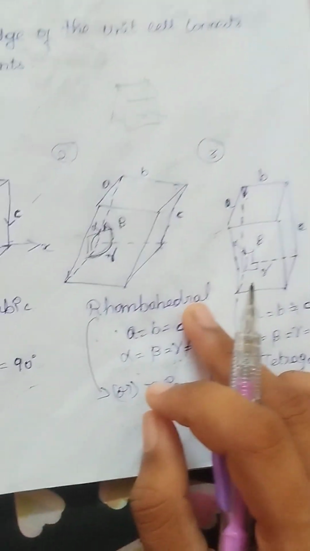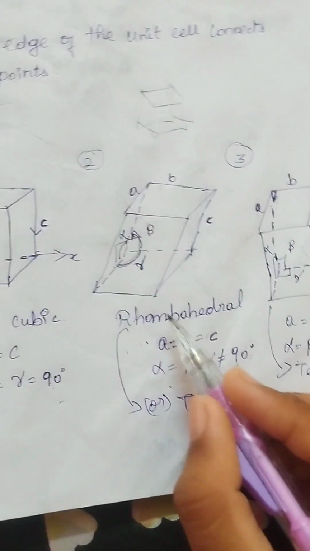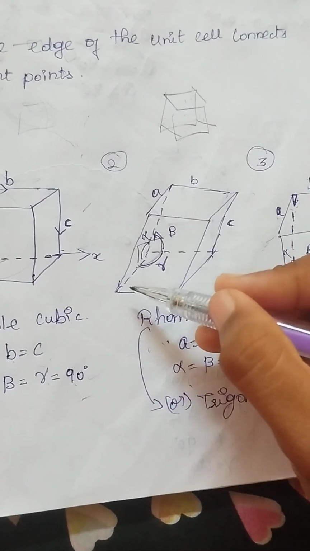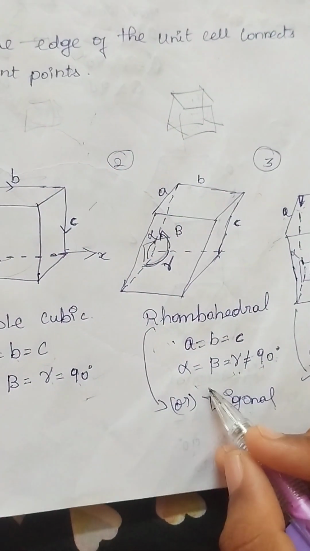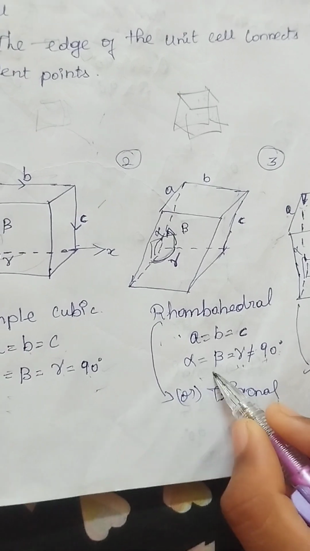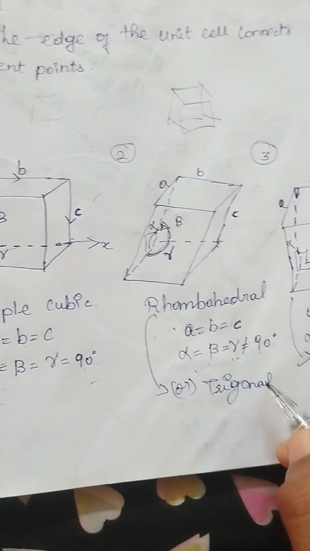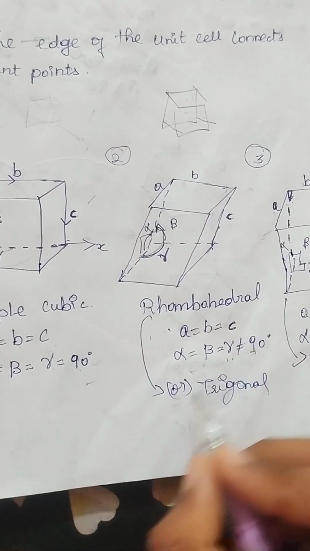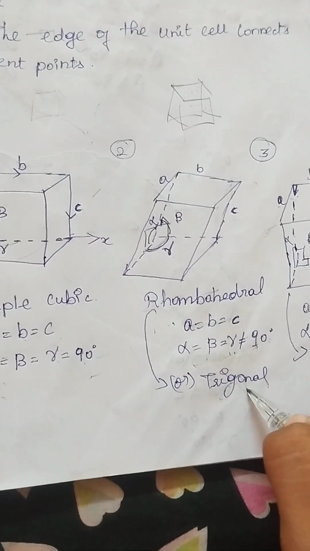And now we are going to the rhombohedral. Here also all 3 edge lengths are equal but slightly inclined. So alpha and beta are both 90 degrees, but gamma doesn't equal 90 degrees. And this rhombohedral we can also call tetragonal.